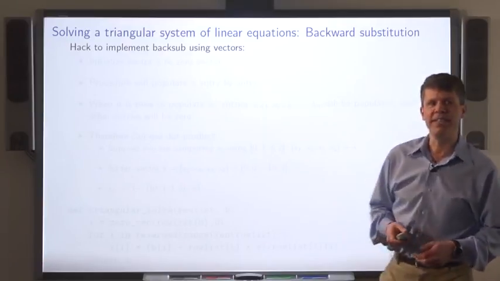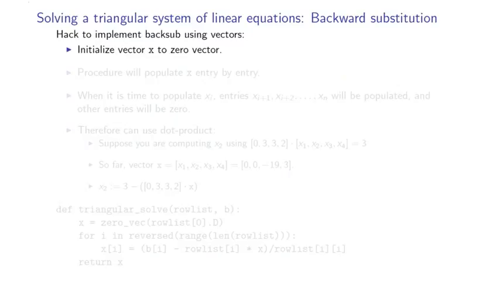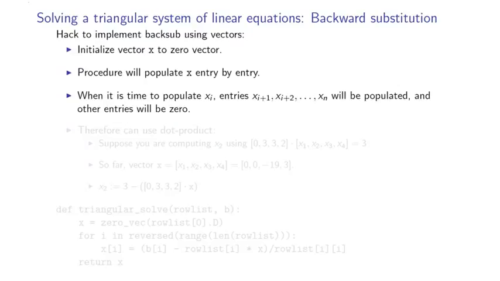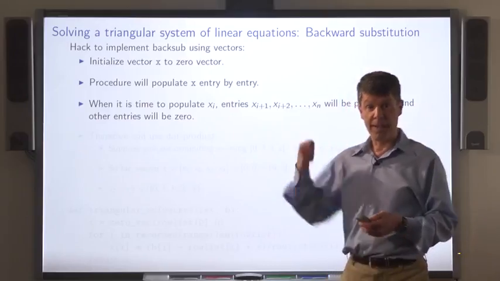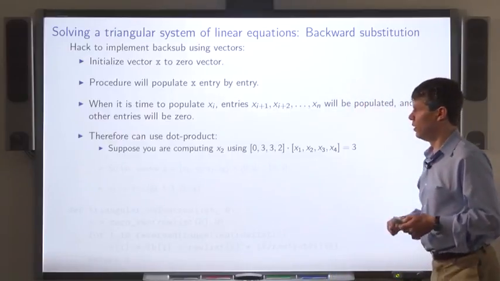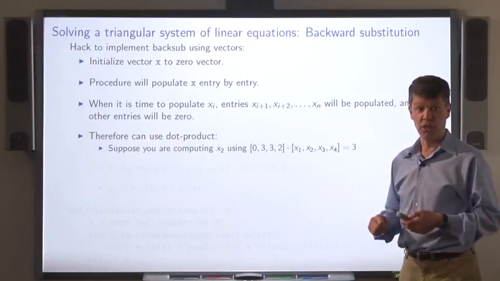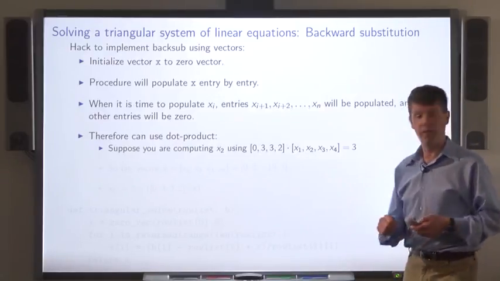Now, how would we implement this in Python? Well, I'm going to suggest a hack. You initialize vector x to the 0 vector. And now the procedure will populate the vector x entry by entry. At the point where you have to solve for some entry xi, the subsequent entries in the vector will have already been populated. So we can use the dot product to help simplify the calculation for that entry.